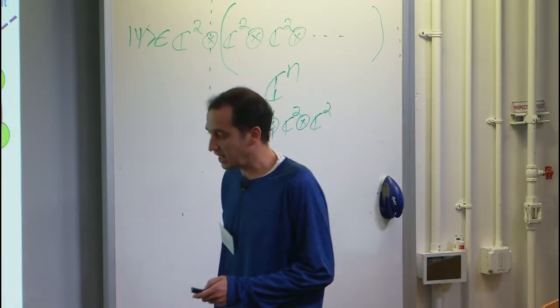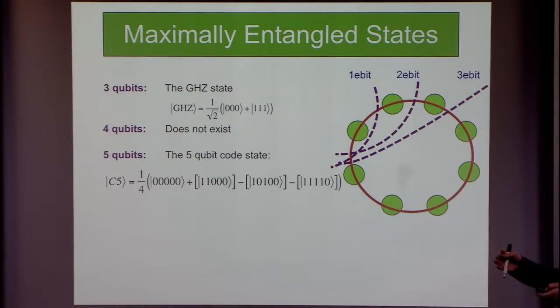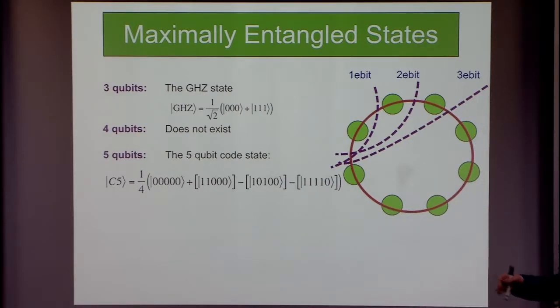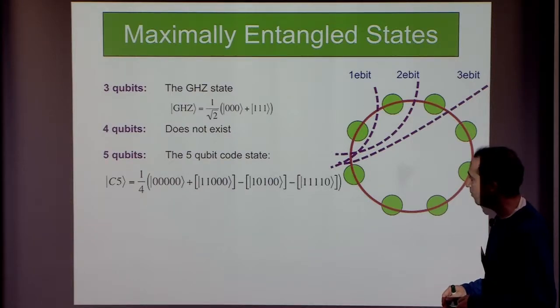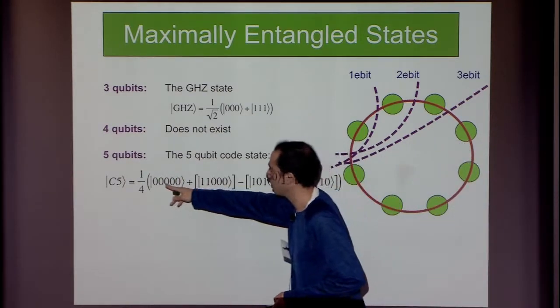It is written here like that. This type of state has lots of very nice properties, and it's used in error correcting codes. It's called the 5-qubit code state because we can use it to correct one qubit error. And the way we define it, here it's 0,0,0,0,0, just E sub 0, the standard basis tensored with itself.